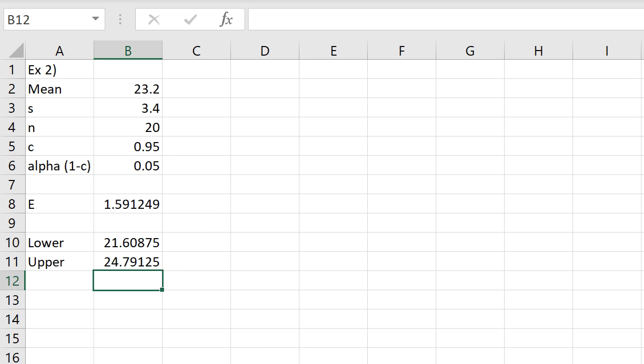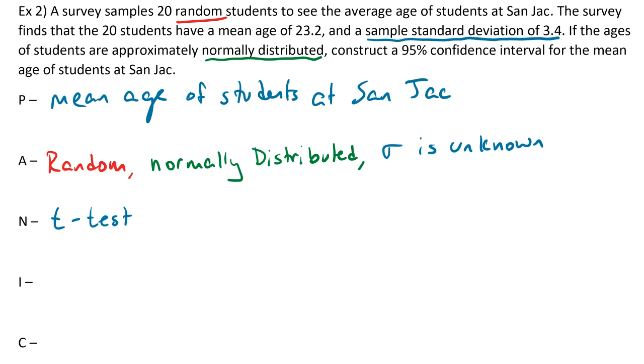So if we take this back over to the notes, then for our interval, we got 21.61 all the way to 24.79.